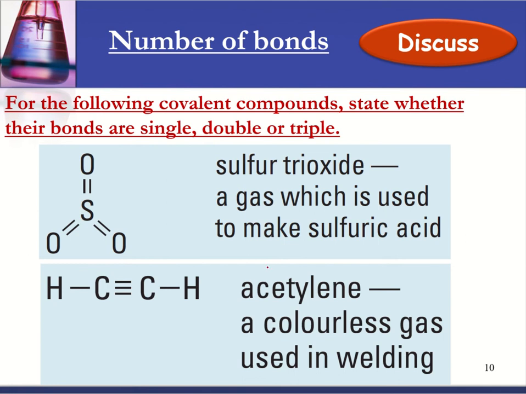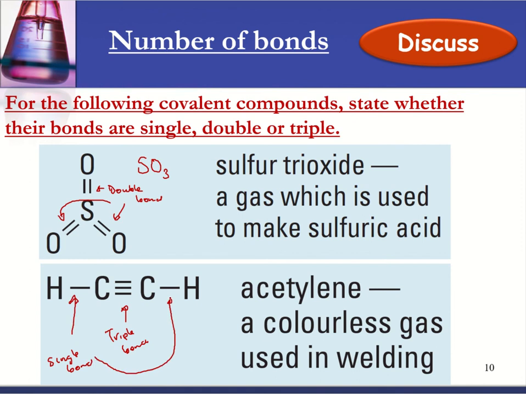If we have a look at the number of bonds, let's have a look here. So firstly, let's look at this molecule. We have sulfur trioxide. So the formula is SO3. S representing the 1 sulfur, O3 representing the 3 oxygens here. So what we see is we have a double bond here, we have a double bond here, and we have a double bond here. So we have 3 double bonds. Here we actually have what we call a triple bond between the carbons, and we have a single bond between the carbon and hydrogen.